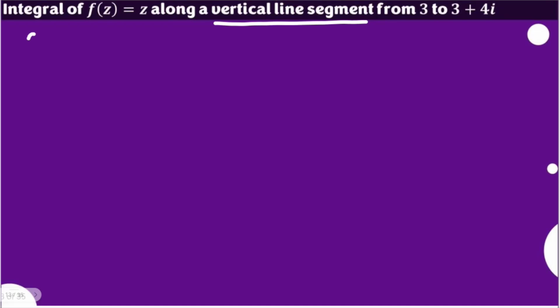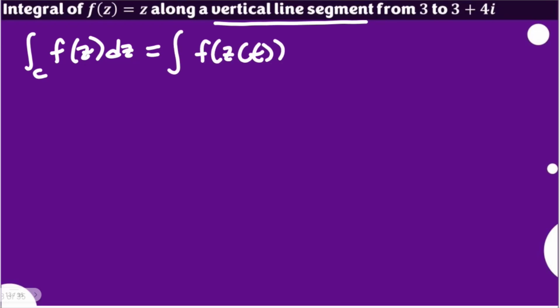To start, let us not forget that the integral of f of z dz along a certain path, in this case the vertical line segment, is equivalent to the integral of f of z of t times the first derivative of z of t with respect to t, from a to b. We need to identify z of t so that we can also get the z prime of t, and later on use the idea of identifying the a and b values for our integration.